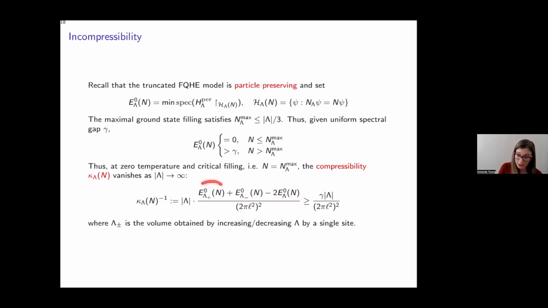For lambda plus, it would also be 0. But for this lambda minus, where you've shrunk the volume by 1, it would be the gap. And so this would be bounded from below by something. The gap that we have is robustly order 1 times the size of lambda over this prefactor here. And so this is where you can see the incompressibility, because as lambda tends to infinity, the inverse of the compressibility would also tend to infinity.